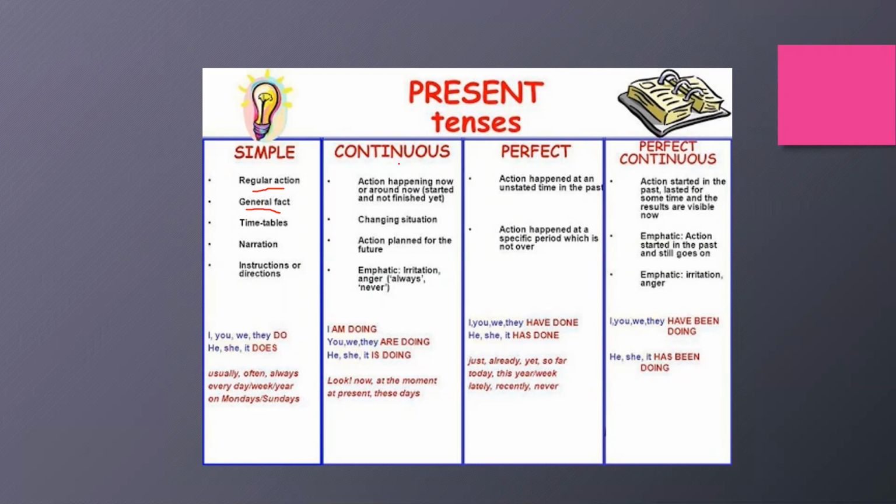Then is continuous tense, present continuous tense. It describes an action happening now or around now, an action in progress. She is playing tennis. So she is doing what? Playing. It is presently happening, right? For a changing situation, we use continuous tense. And for an action which we are planning for the future, we also use the continuous tense.